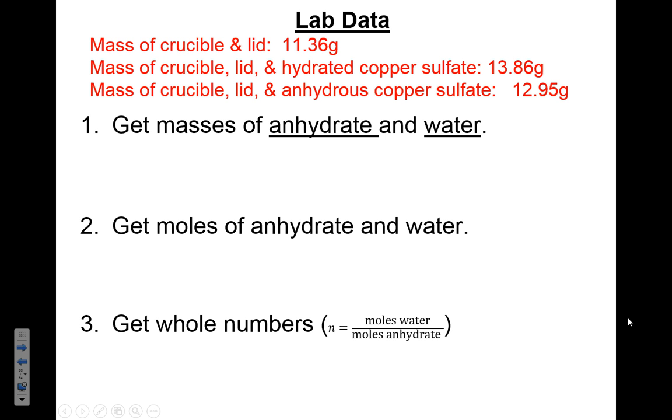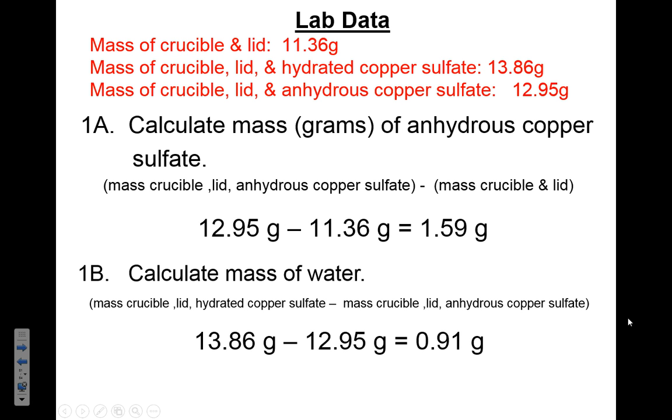Now, when we go to actually do this, we would get something like this. We would get these three bits of data that we see here. And in order to do the lab, what we'd really have to do is then pull out the important information we just talked about: the mass of the anhydrate, the mass of the water, and then get moles of anhydrate, get moles of water, and then get whole numbers to figure out what that multiple of water was. So how do we go about doing that? Well, number one would be to calculate the two masses we need.